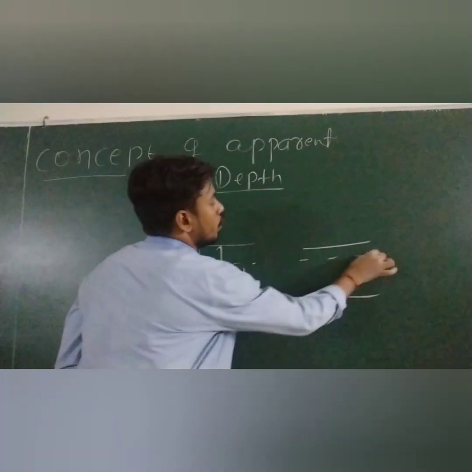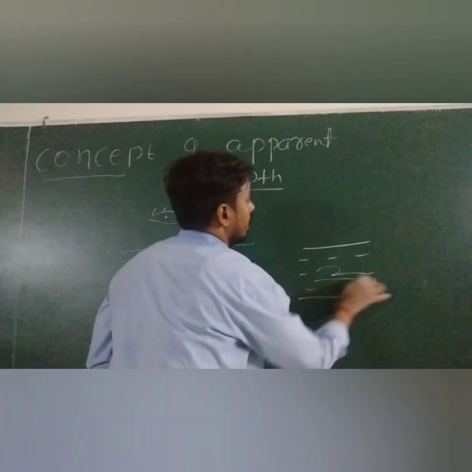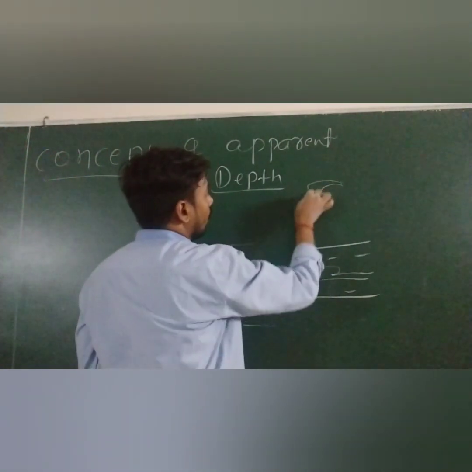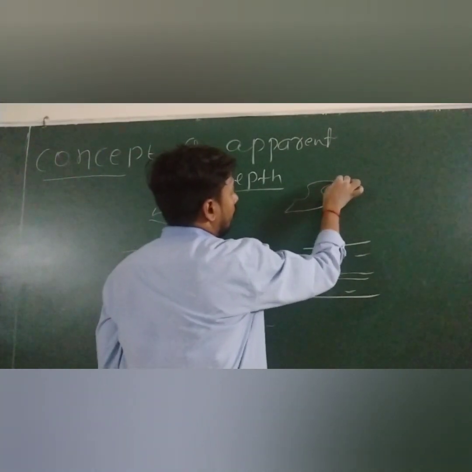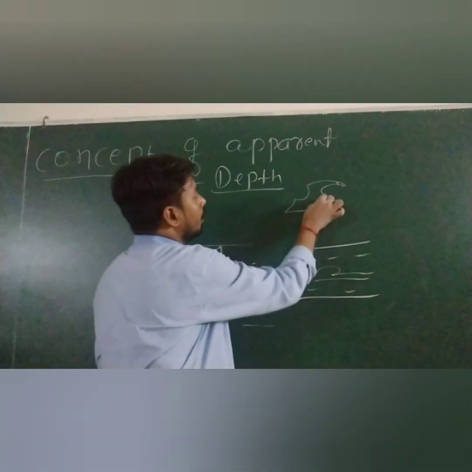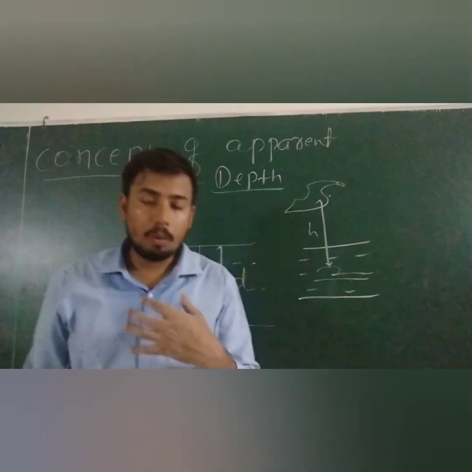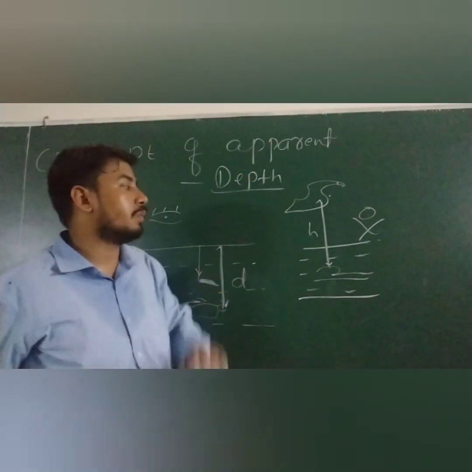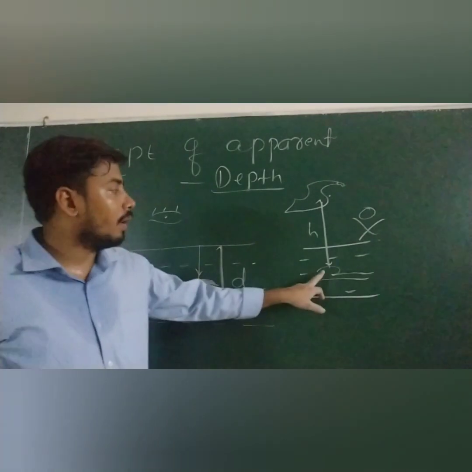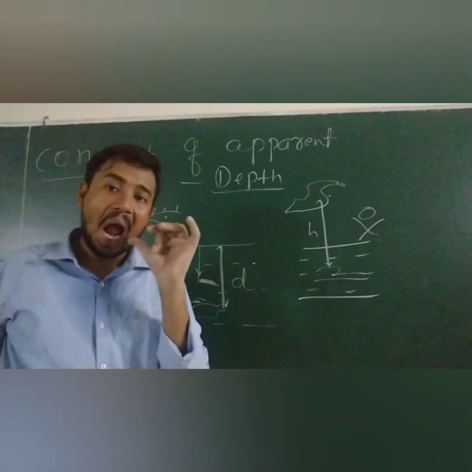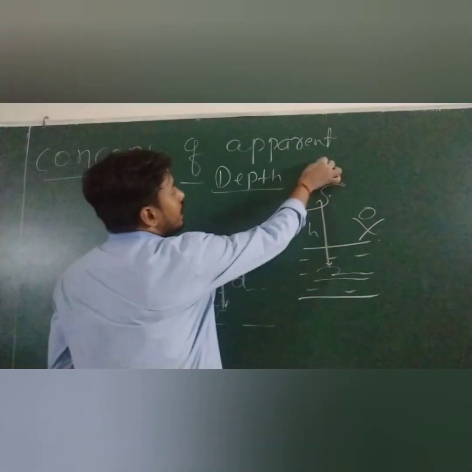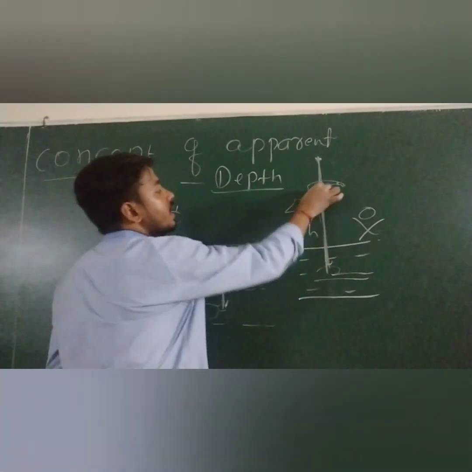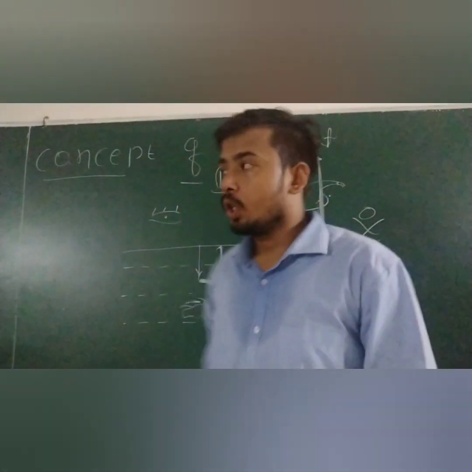Suppose here is one swimmer. In the river there is one man swimming. And here is one bird. Suppose the height of this bird is h. For us, we are outside, so for us the height of this bird is h. But for this swimmer, this height will be increased. So for this swimmer, the bird will appear here. This height is called the apparent height and this is called the real height. Got it? Why did this happen?